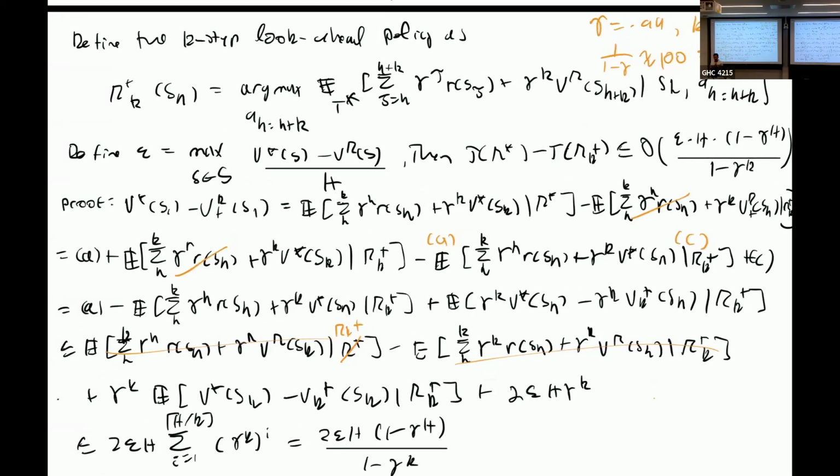Do you mind interpreting this bound slightly more? The bound depends linearly on epsilon. Yep. And epsilon is defined as the error in the value estimate divided by H.